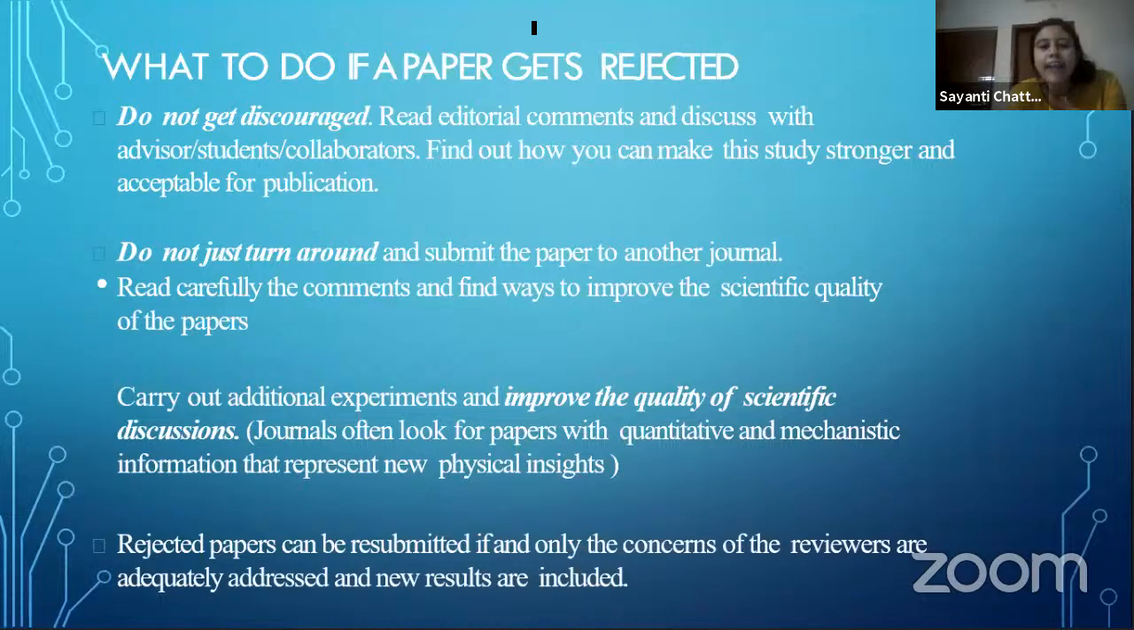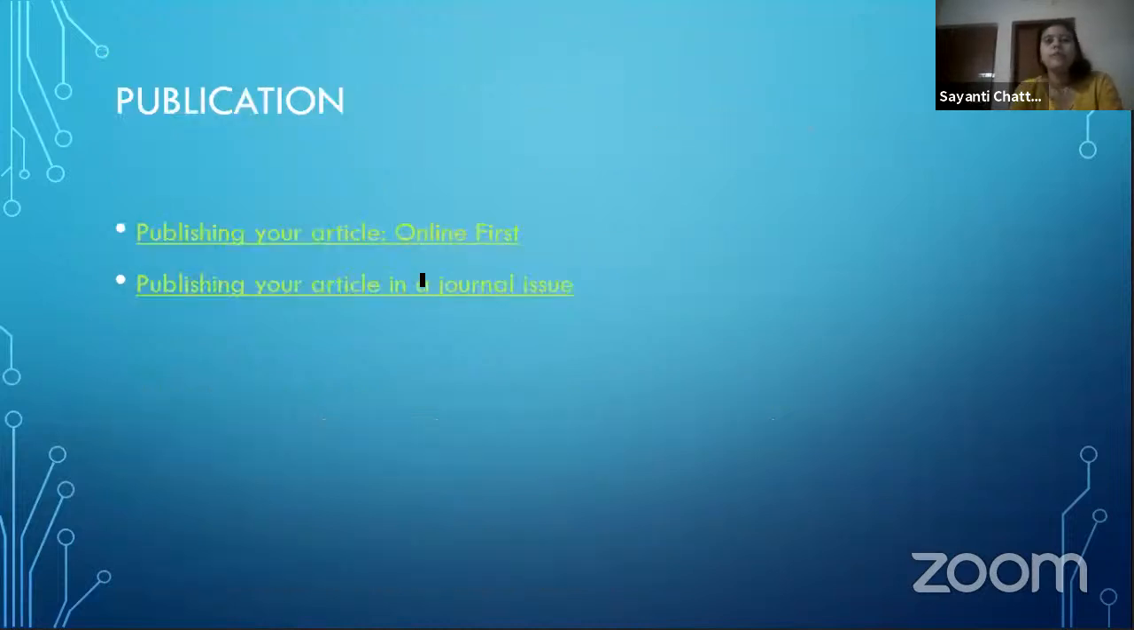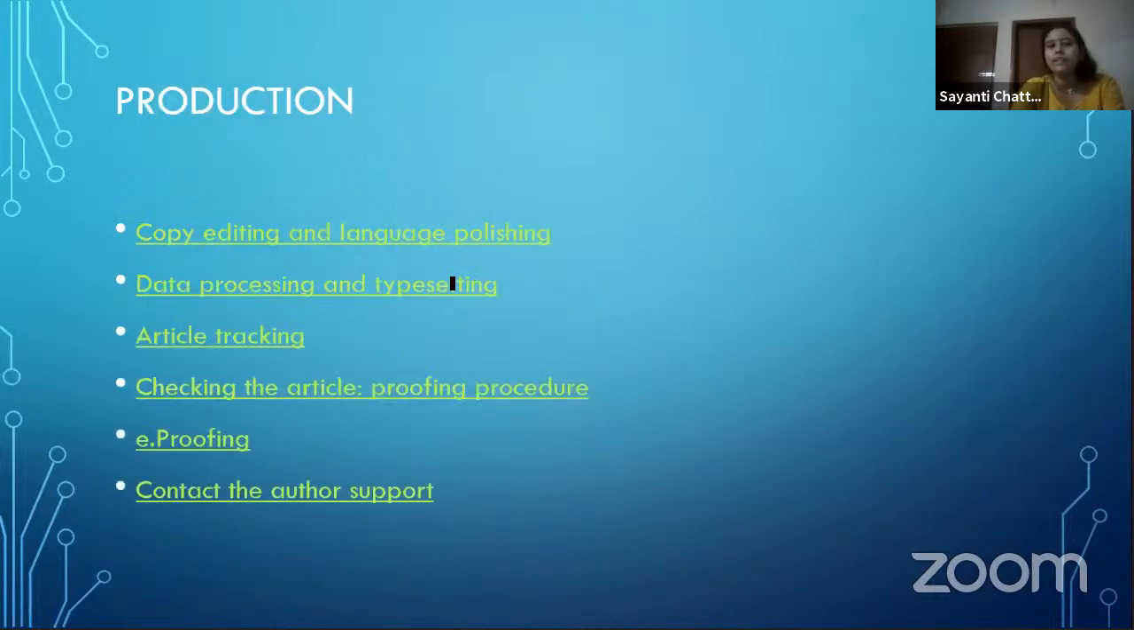Okay, if you want to improve, carry out some additional experiment so that you can improve the result. If you feel that some negative review is there, please carry out the experiment to improve the result also. So after publishing, they will give it online, and then it will be published in the journal issue. And these are the things for the production.